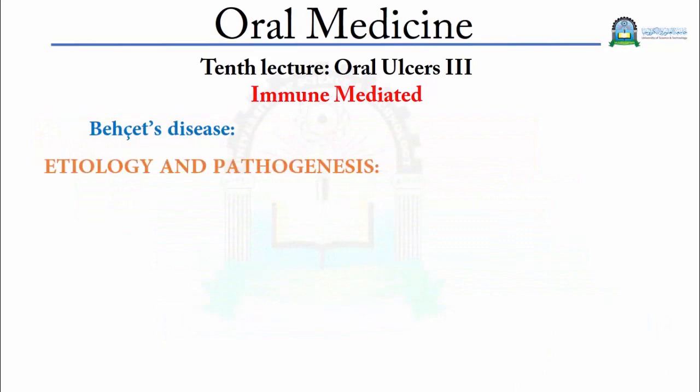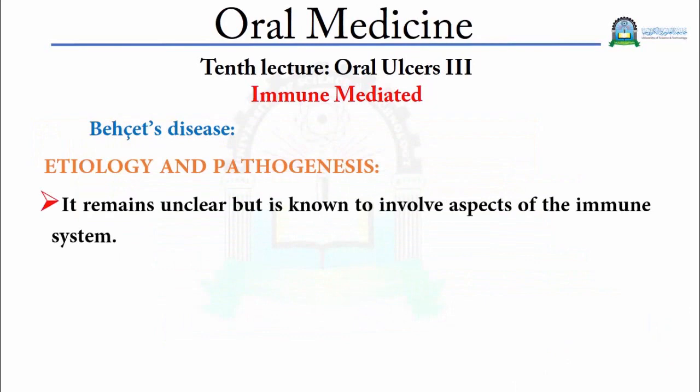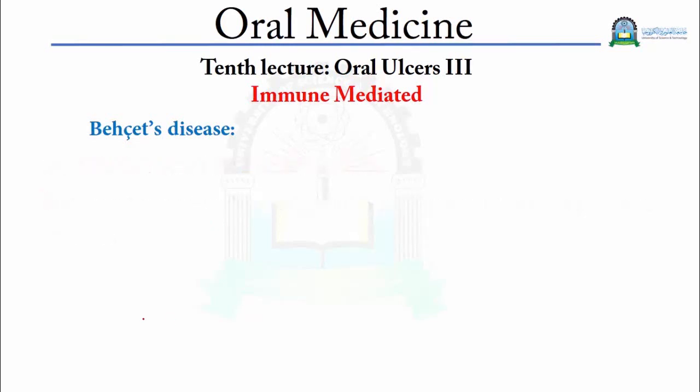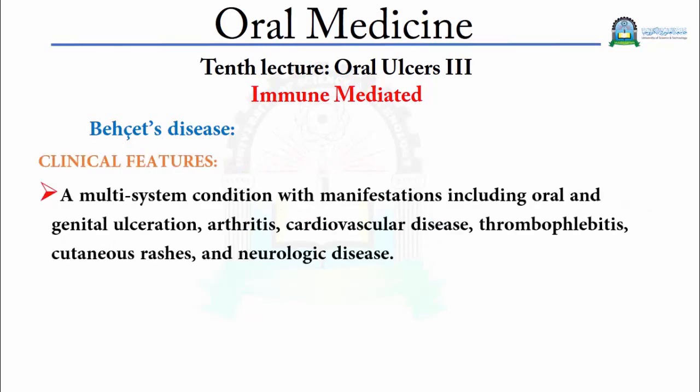Starting with Behçet disease. Behçet disease is a systemic autoimmune disease. Its etiology and pathogenesis remain unclear, but it is known to be related to immune defects. Clinical features of Behçet disease: it is a multisystem condition with manifestations including oral and genital ulceration.